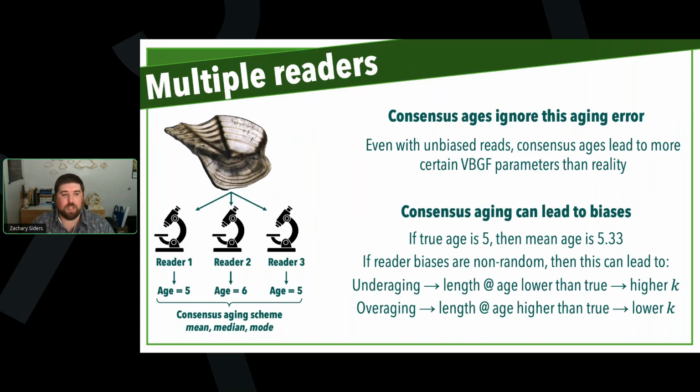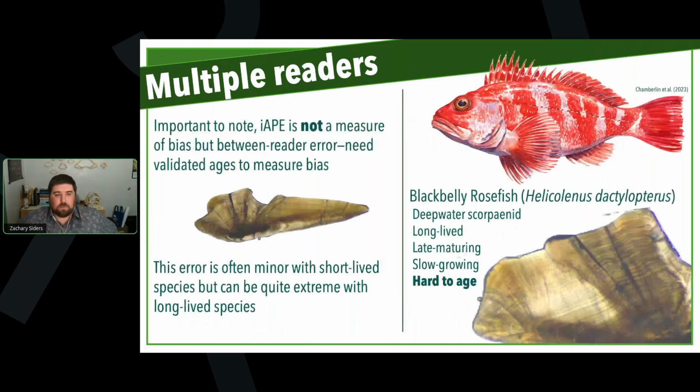So it's really important that we think about how we deal with it. Again, the Bayesian way allows us to basically just say, let's use the raw data. One of the things we commonly report is this index of average percent error, but it's not really a measure of the bias of the reads, but more the between-reader error, and that was what it was designed for. So we often need to validate ages to measure this bias.